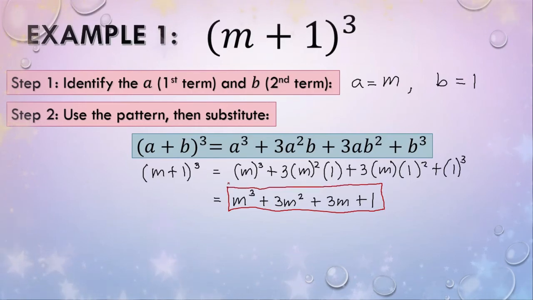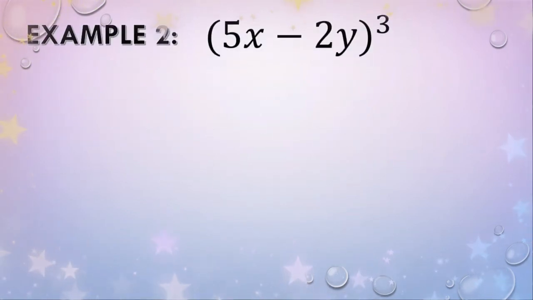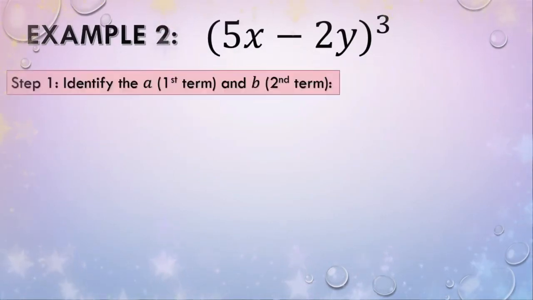Okay, now let's have another example. Let's have example number 2: 5x minus 2y cubed. Again, the first thing that you're going to do is identify your first and second term. What do you think is our first term? What do you think is our second term? Please input your answer below.